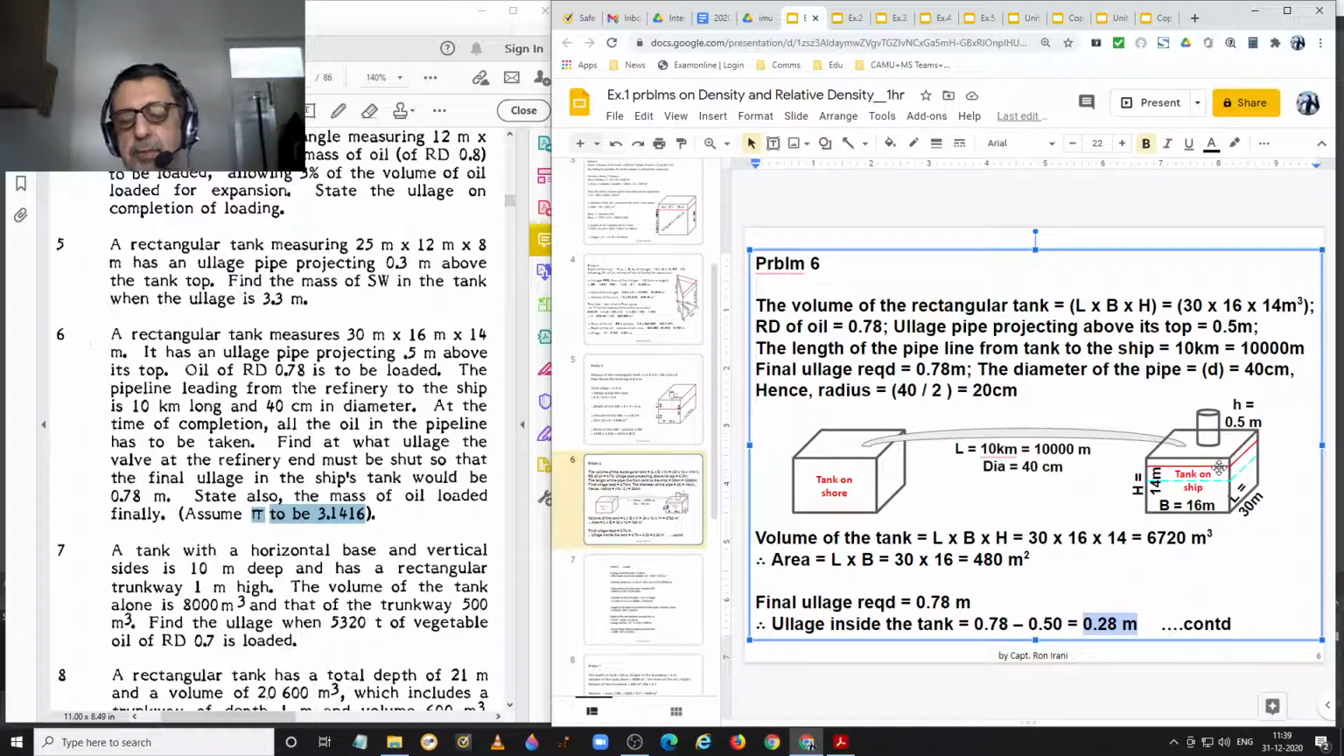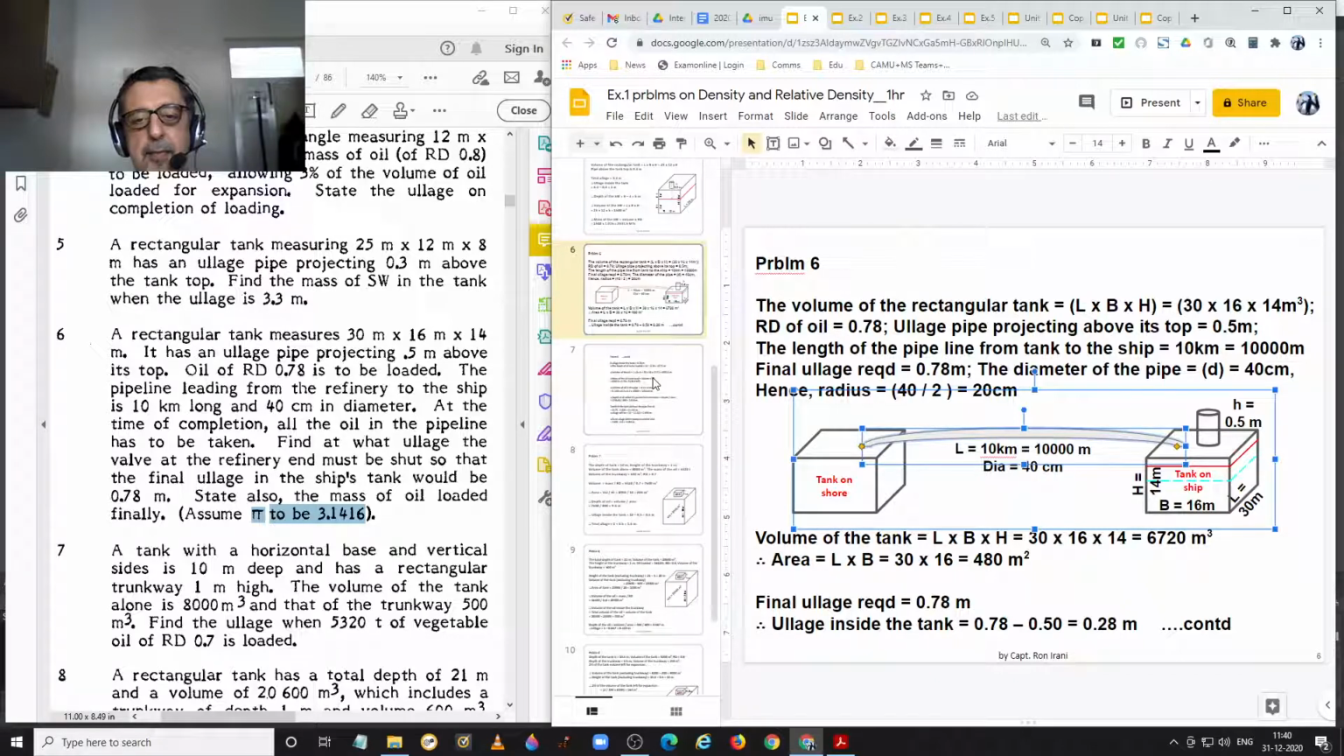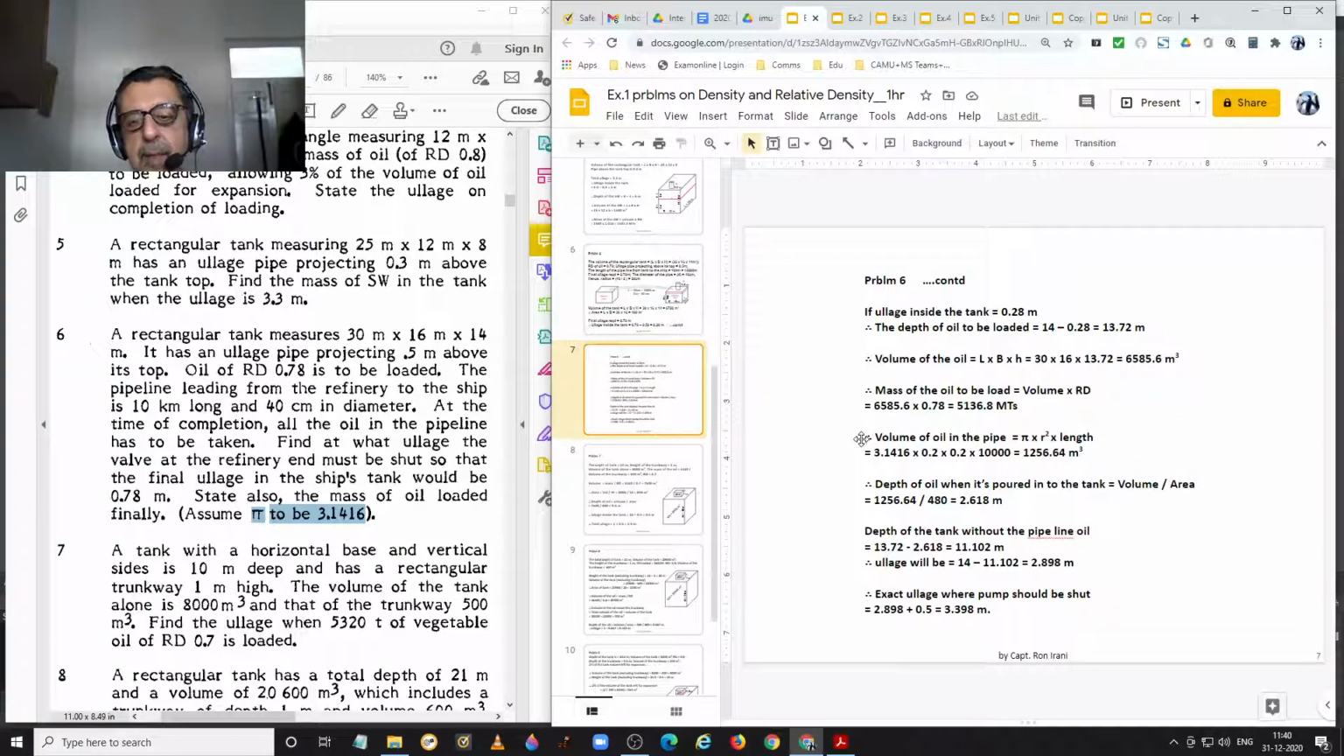Now remember, what is told to us in the problem is that the oil inside this pipeline has also to be taken into the ship's tank upon completion. So we have to be careful and we have to advise the terminal when to stop pumping. So let's go on to the next slide and see the remainder of the solution. Let me magnify this a little bit for you.